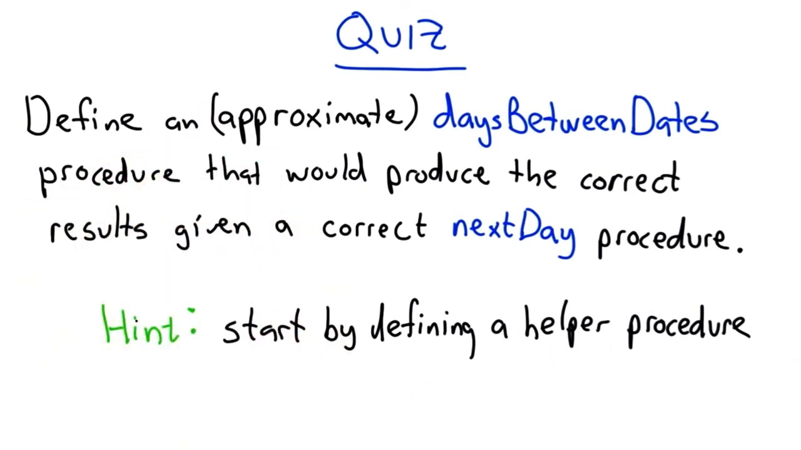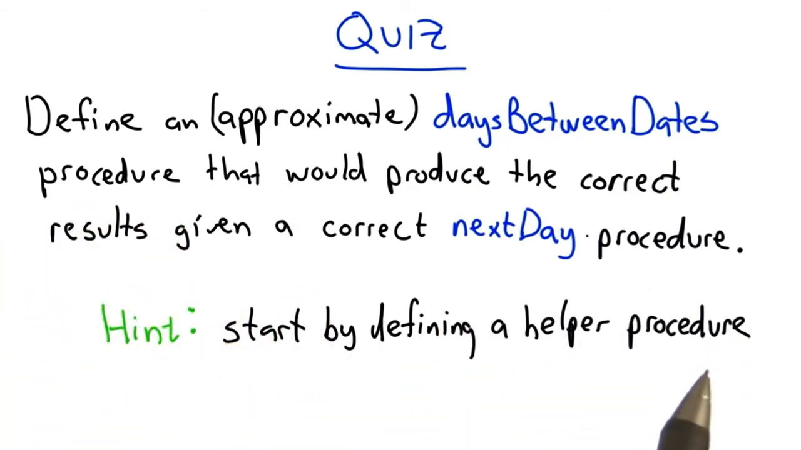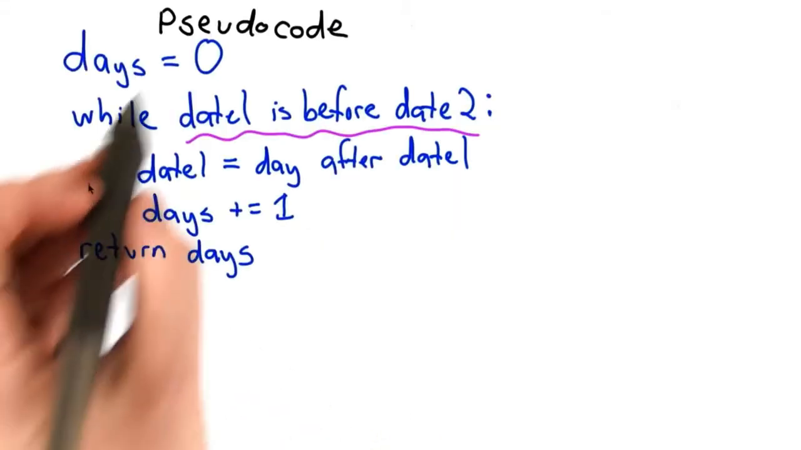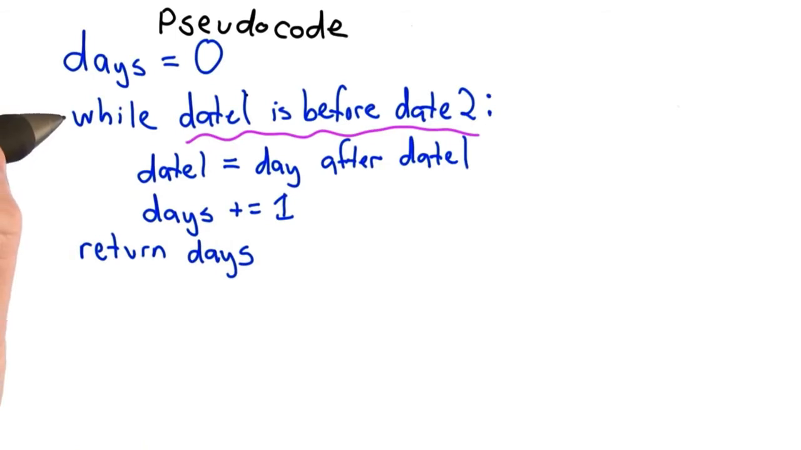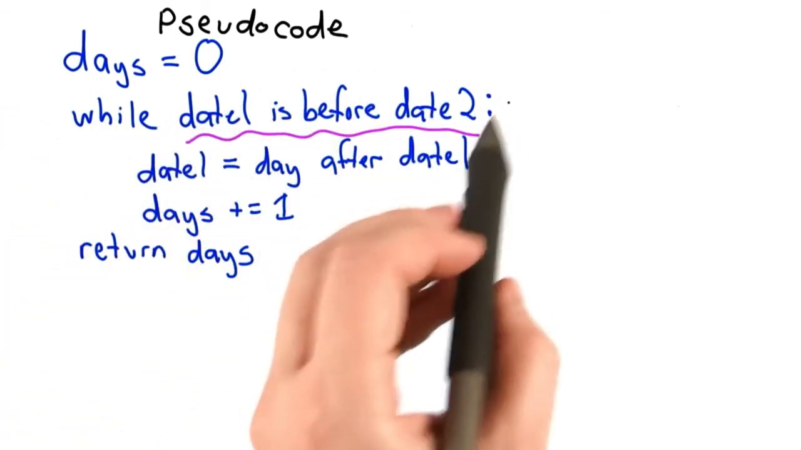And if you're following the problem-solving strategy we've set out so far, you should test the helper procedure independently before you try to build the complete days between dates procedure. But I'm going to leave it up to you to figure out what would be a useful helper procedure and how to do this. So to answer this, let's think about the pseudocode we had before. We have this while loop, where we need to know as the stopping condition if date 1 is before date 2.